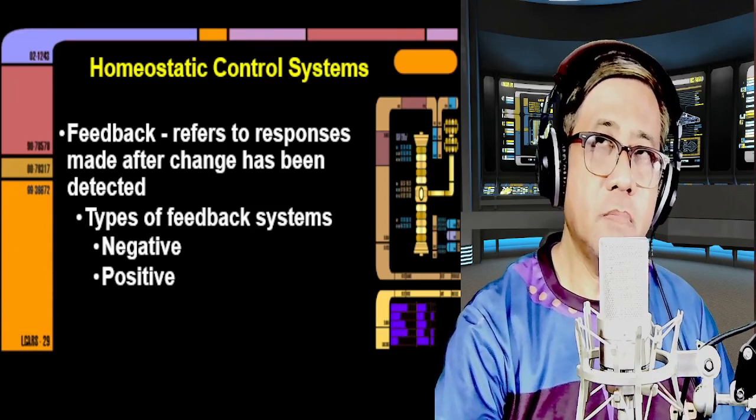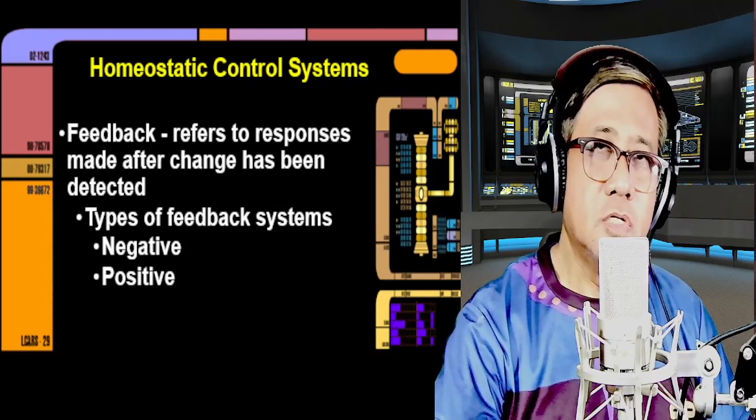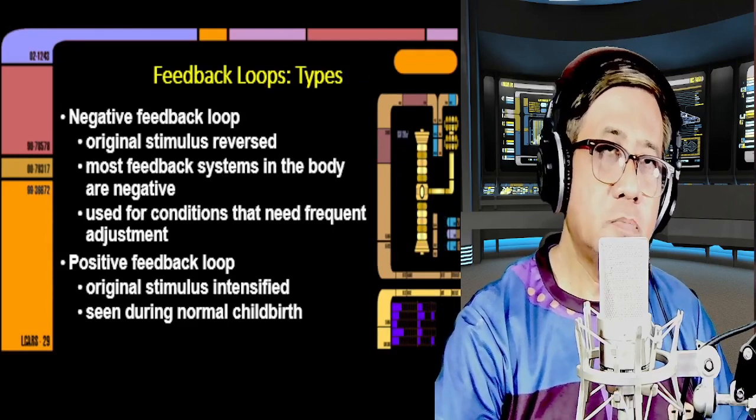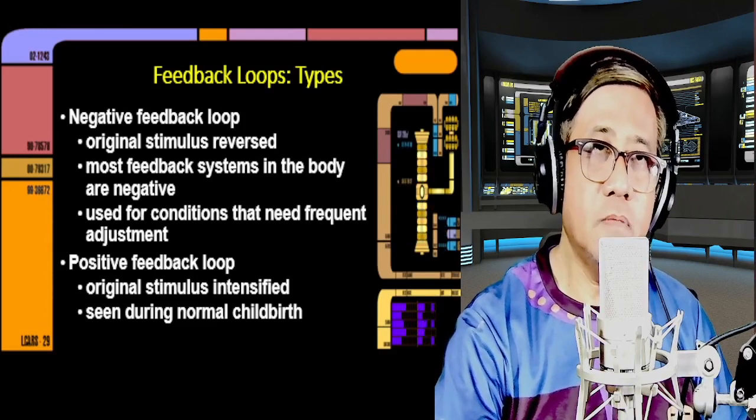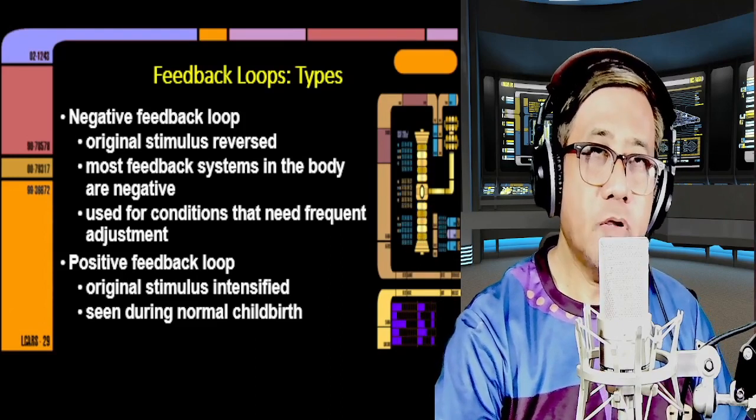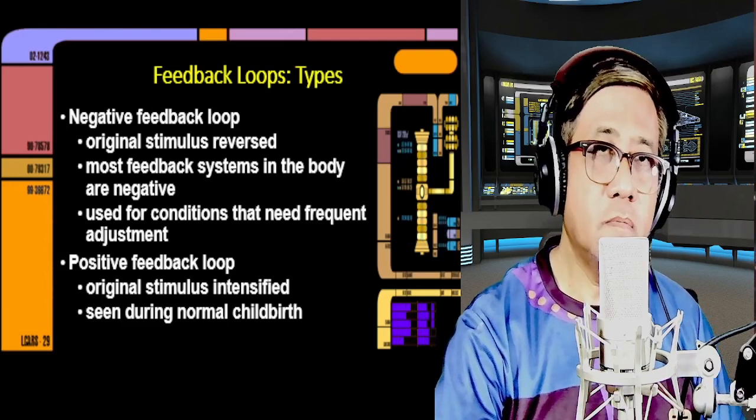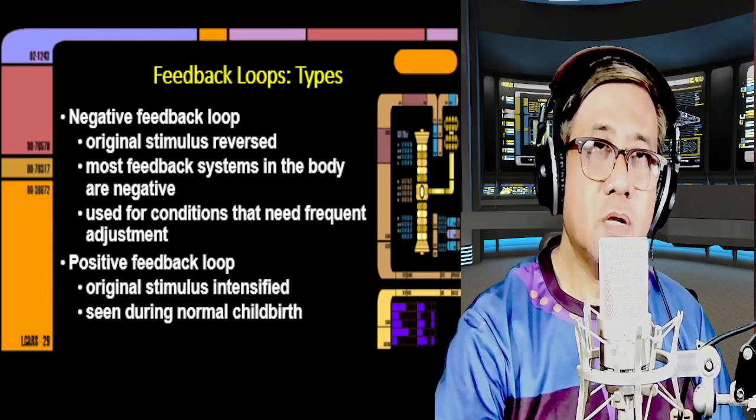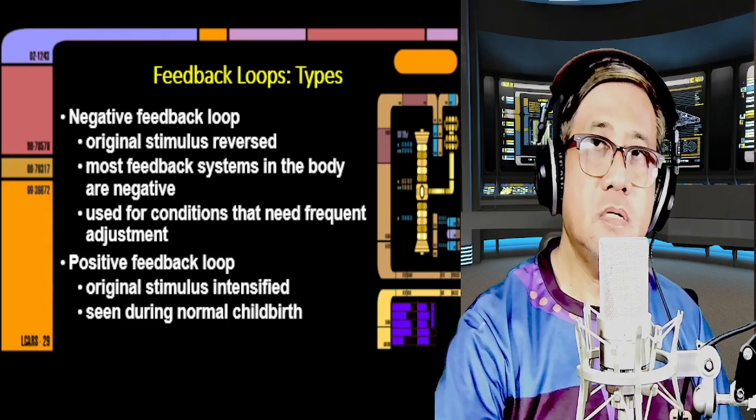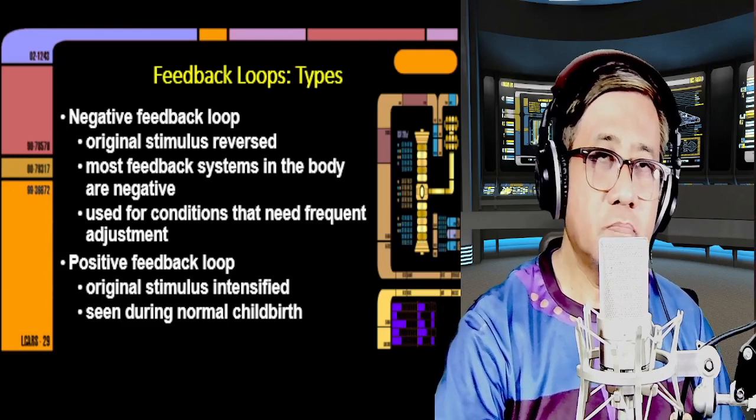So again, when we speak of feedback mechanism, this refers to responses made after change has been detected. So let's now go into the details of negative feedback. Now when we speak of negative feedback, the original stimulus is reversed. And most feedback mechanisms or systems in the body are actually negative feedback. And they are used for conditions that need frequent adjustment, like for example, temperature or even the levels of glucose in our body. Now, in contrast to negative feedback, when we speak of positive feedback, the original stimulus is intensified. So take note class, in negative feedback, the original stimulus is reversed, whereas in positive feedback, the original stimulus is intensified. And this is seen, for example, in childbirth.